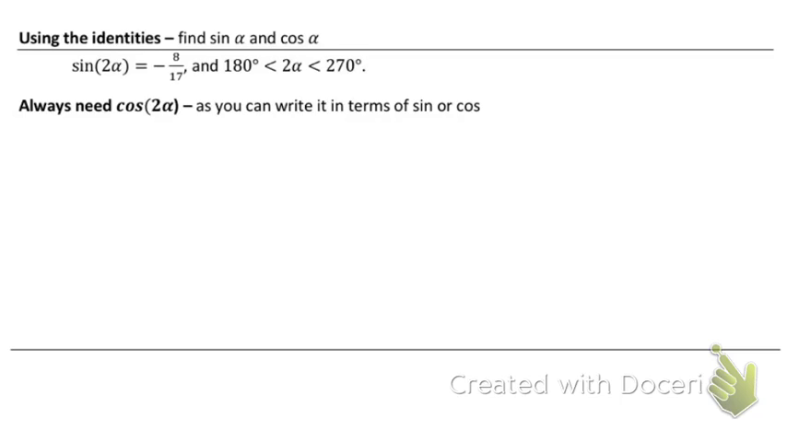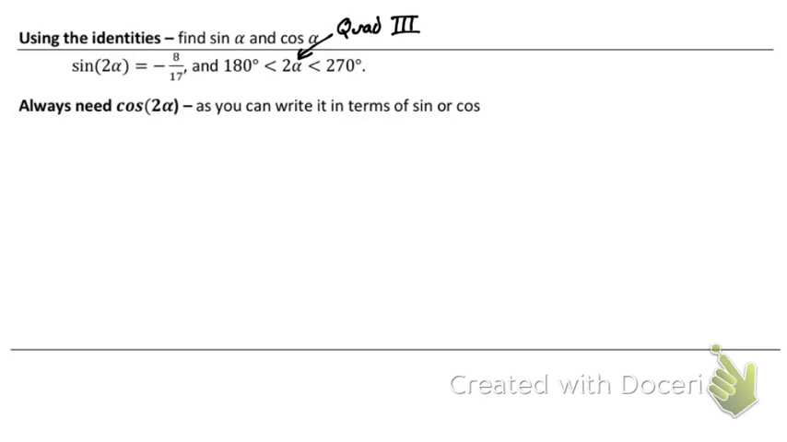All right, so we're going to use the identities to find sine and cosine. So we're going back to the same idea that we've been using over and over, where I give you something, and you have to give me other identities because of that. In this case, I'm giving you a double angle. I'm giving you sine of 2 alpha equals negative 8 over 17, and 2 alpha is between 180 and 270. Well, 180 and 270 is going to be quadrant 3.